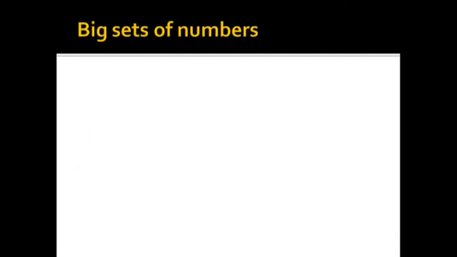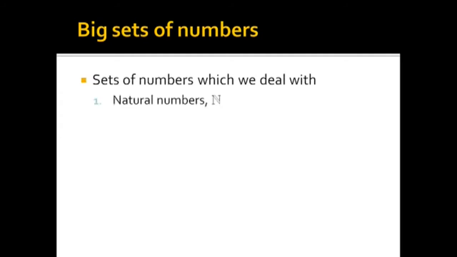Well, let's summarize some of the big sets of numbers, and let's go through them. These are numbers that we normally deal with. I think the set that comes to us most naturally are appropriately named the natural numbers, and that's given the symbol N. Okay, so that's the set of natural numbers, and these are also known as the counting numbers, also called the positive integers.